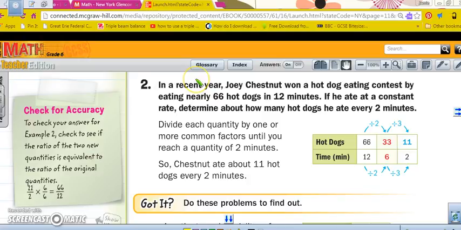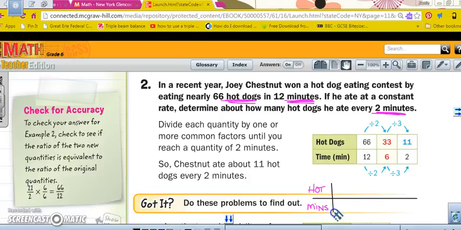In a recent year, Joey Chestnut won a hot dog eating contest by nearly eating 66 hot dogs in 12 minutes. So the two things we're talking about are hot dogs and minutes. If he ate at a constant rate, determine how many hot dogs he ate every 2 minutes. So again, we're going to make our table. I know it's done for us, but I want you to see how we do it. So we have hot dogs and minutes. And you can abbreviate, that's fine.